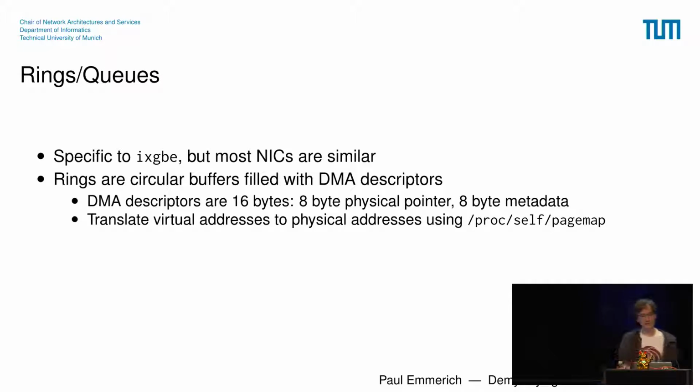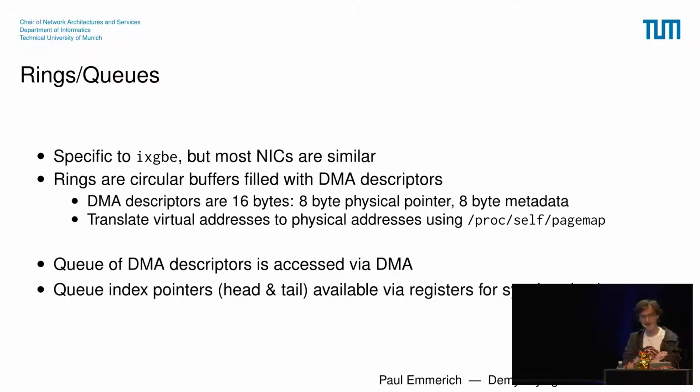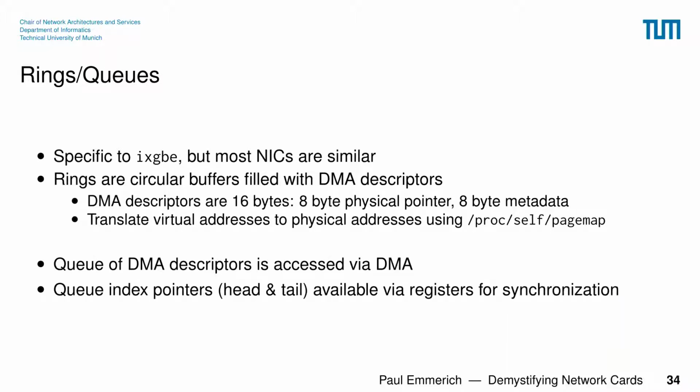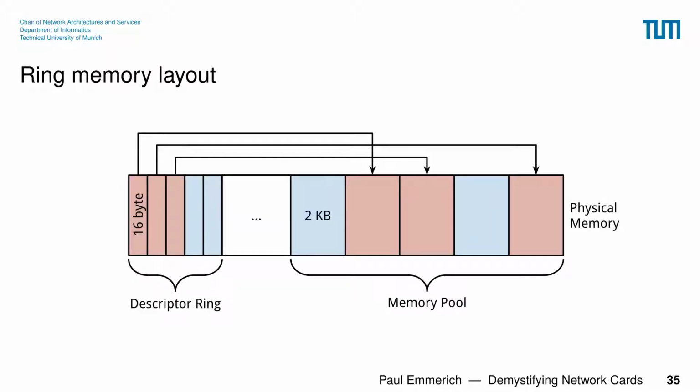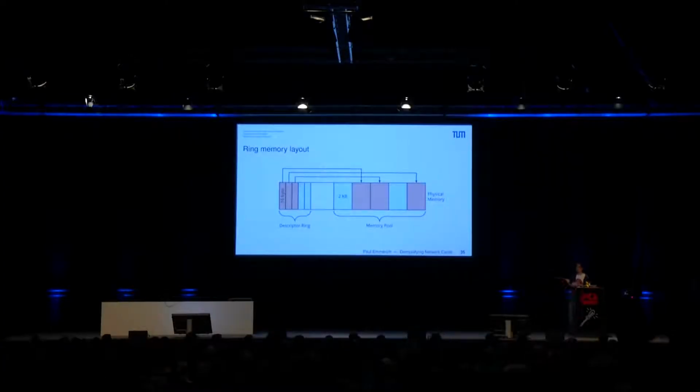The next thing is we now have this queue of DMA descriptors in memory, and this queue itself is also accessed via DMA, and works like you expect a circular ring to work. It has a head and a tail, and the head and tail pointers are available via registers in memory mapped I/O address space, meaning in an image, it looks kind of like this. We have this descriptor ring in our physical memory to the left, full of pointers, and then we have somewhere else these packets in some memory pool.